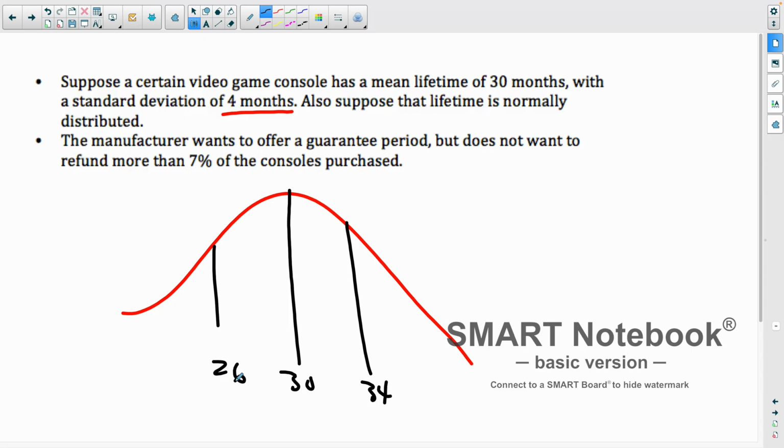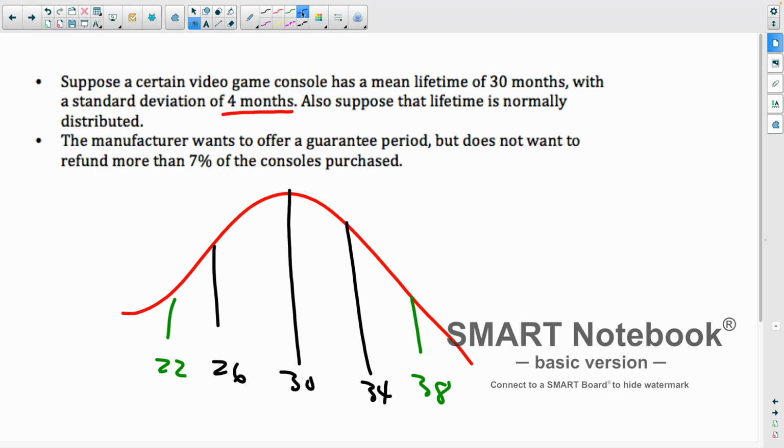If I go another one, I could go up another 4 to 38 and down another 4 to 22. How many of the consoles last between 22 and 38 months? 95%, that's correct. All right, 95% there.